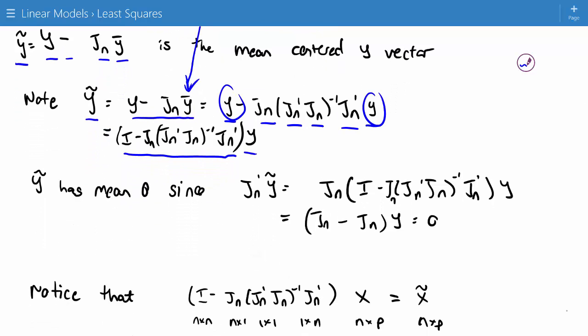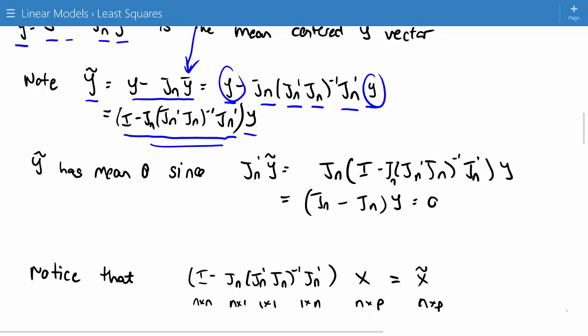What we'll find is that matrices like this, I minus this form, matrix times matrix transpose matrix inverse matrix transpose, will exactly remove the linear effect of that matrix from the vector y. In this case, we want to remove the effect of any constant from y. We'll see that. We'll develop that very much so over the next couple of lectures.